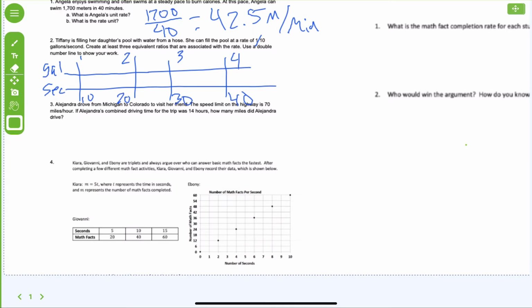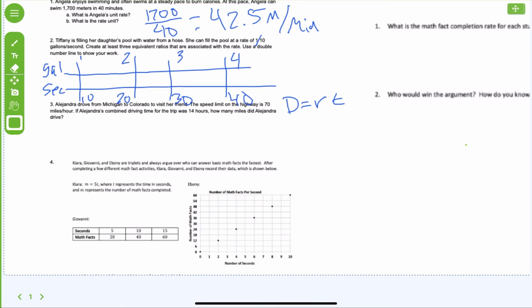Number 3, Alejandra drove from Michigan to Colorado to visit her friends. The speed limit on the highway is 70 miles per hour. If Alejandra's combined driving time for the trip was 14 hours, how many miles did Alejandra drive? Remember, the formula is D equals R times T. The distance is equal to the rate times the time.